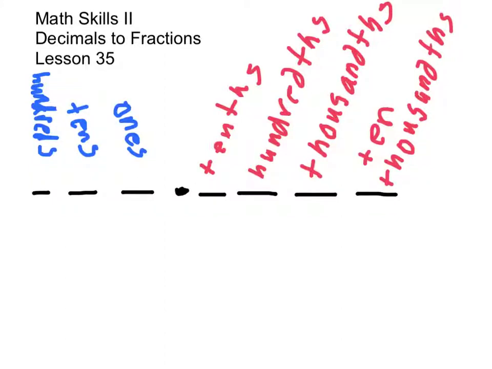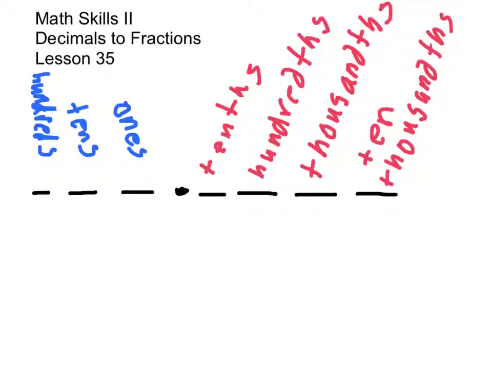Okay, this is an introduction to lesson 35, and the topic is called decimals to fractions. So what we're talking about is taking a number, maybe a number that's written in words, writing it as a decimal, then as a fraction, or maybe having a decimal and then changing it back to a fraction and vice versa.